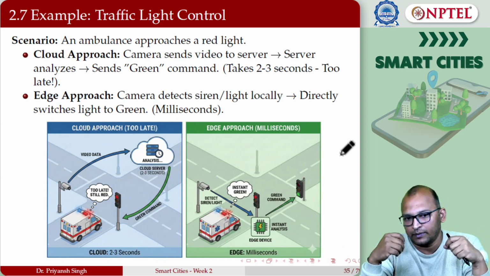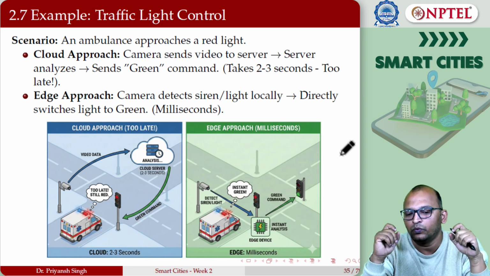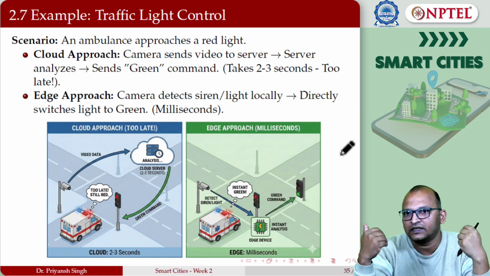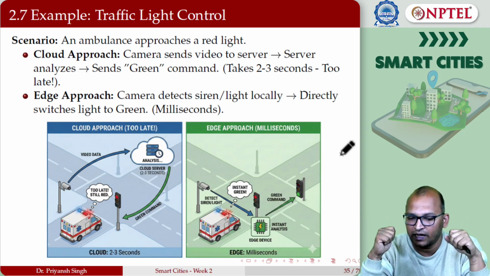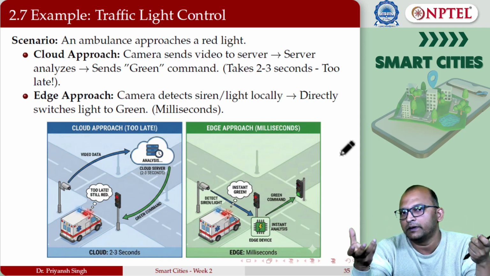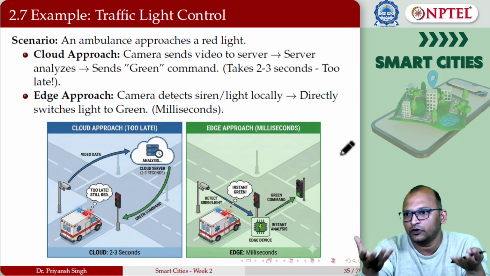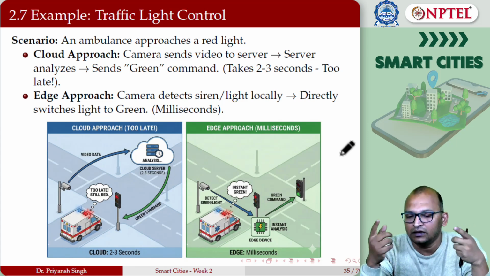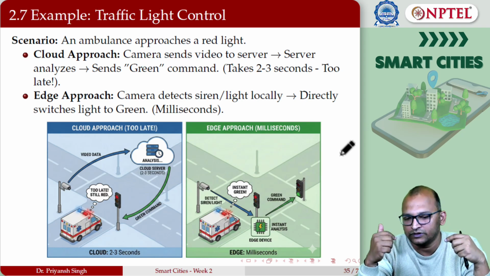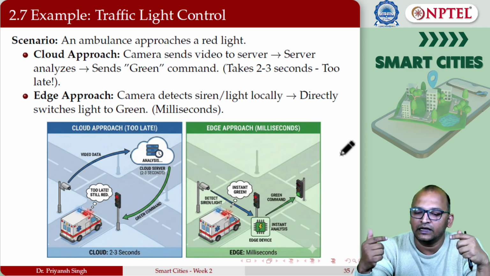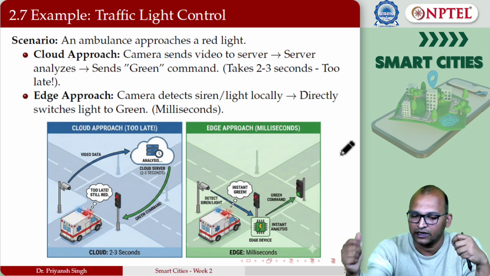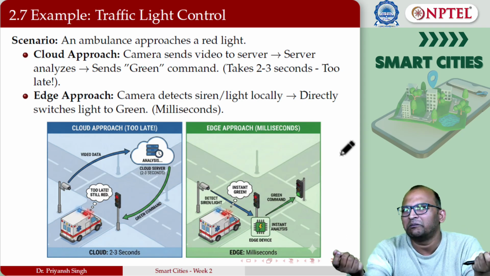While in the edge computing approach, you have a camera which detects the siren. Based on voice detection, the siren will be detected by the camera, or based on video processing it may assess that there is an ambulance, and locally this information will be processed and it will directly give information to the traffic light, and the traffic light will turn green. So only some milliseconds will be required to convey this information.